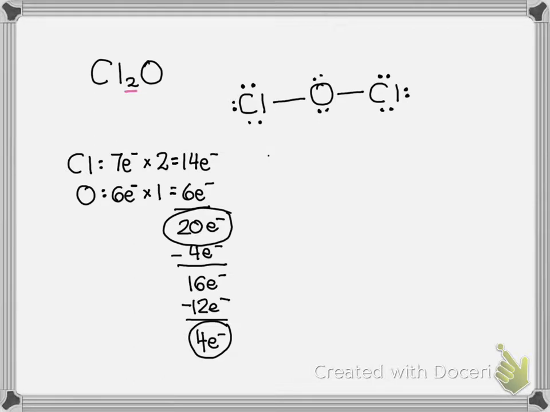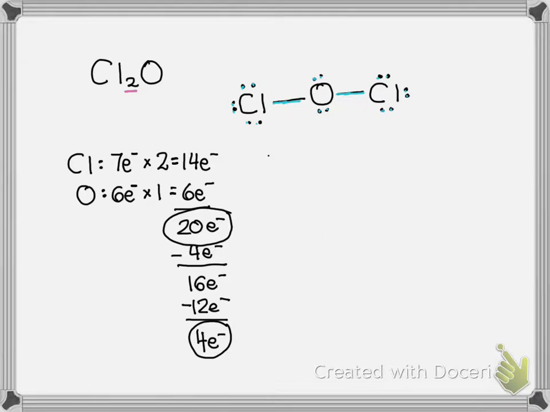Now, let me step back. Before I go any further with this, I always check 2 things. I make sure that my elements each have 8. So I see this has 2, 4, 6, 8. Then oxygen 2, 4, 6, 8. And this chlorine 2, 4, 6, 8. So they all have 8 valence electrons represented.